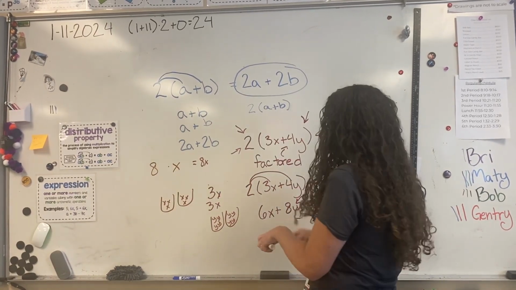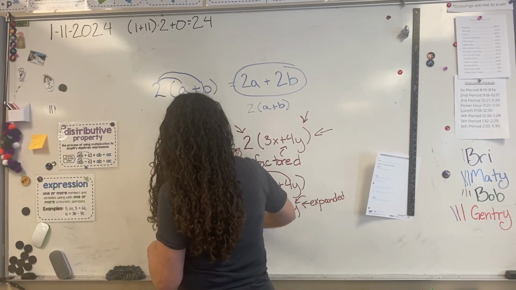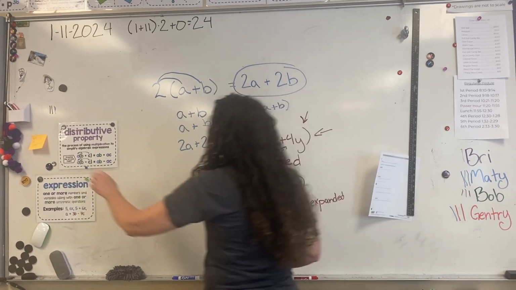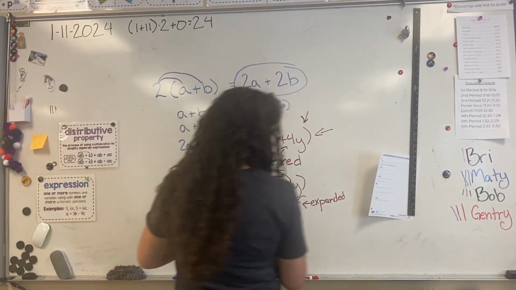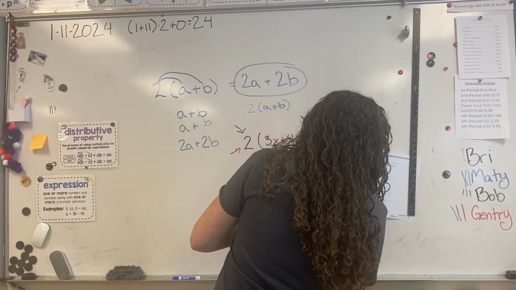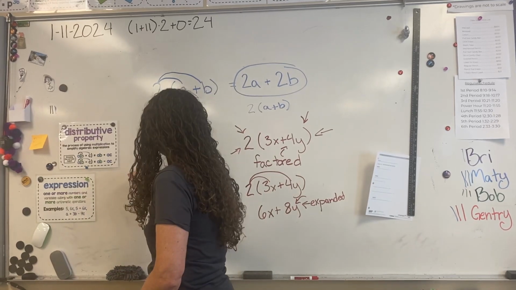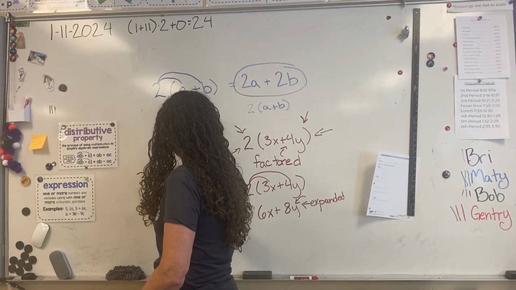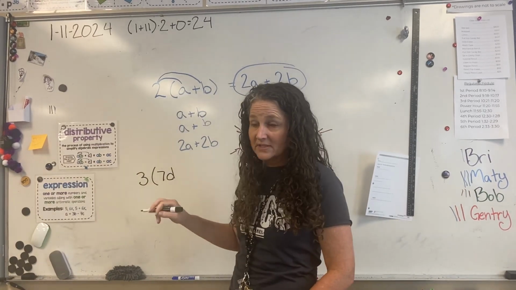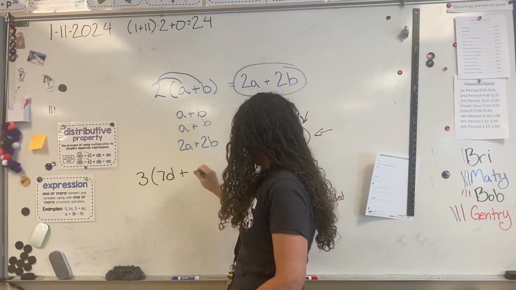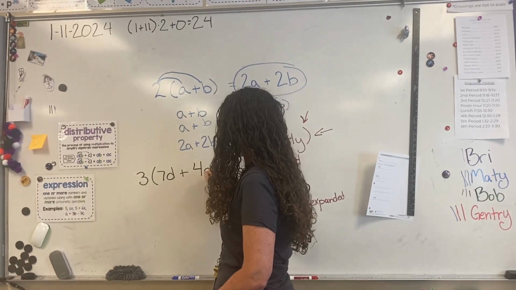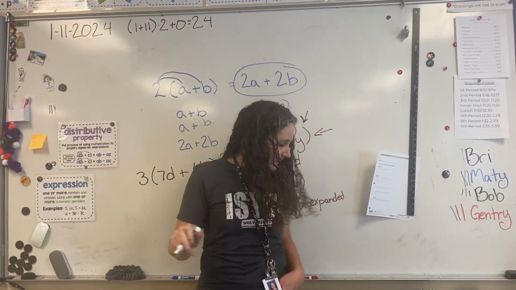Okay. Did we do all the examples? Oh, we did not. Let's do example 3. Example 3 is 3 times 7d, not 70, but 7d plus 4e, okay? I'm gonna choose a popsicle stick.